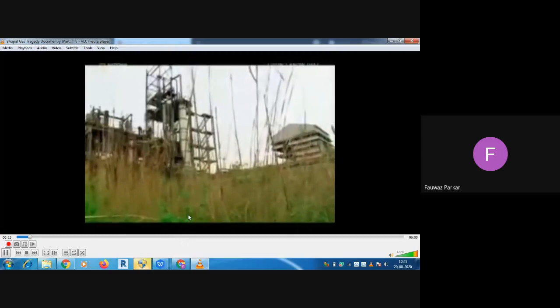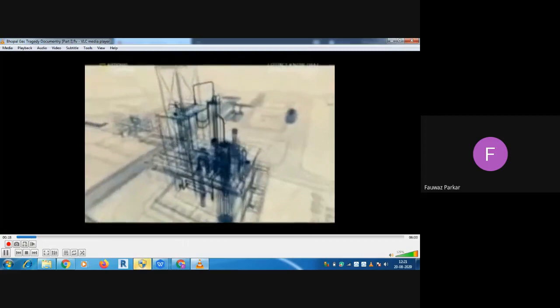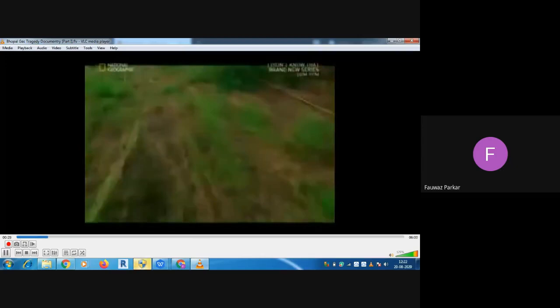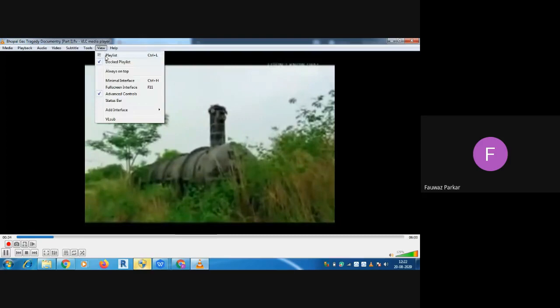This factory released a chemical cloud that killed thousands of people in just a few terrifying hours. The accident happened because of a chemical reaction that took place in this tank. A reaction that led to one of the biggest man-made disasters in history. What happened here was seconds that shocked the entire world.